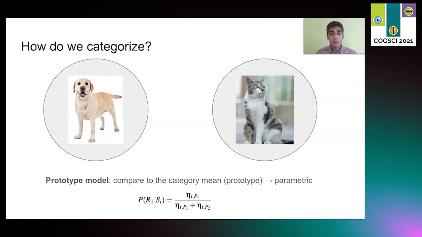The probability that we categorize stimulus Si in category 1 is the ratio of the similarity of I to the prototype for category 1, P1, to the sum of the similarity of I to P1 and the similarity of I to P2, where the etas represent the similarity metric. If eta I P1 is greater than eta I P2, then the probability of I belonging to category 1 is greater than 50%, and vice versa.